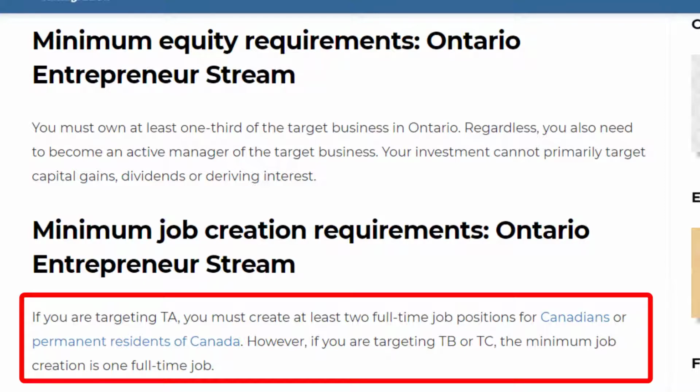And in terms of job creation, you need to create at least 2 full-time job positions for Canadians or permanent residents of Canada if you belong to Group TA, but if you belong to Group TB or TC, the minimum job creation is 1 full-time job.